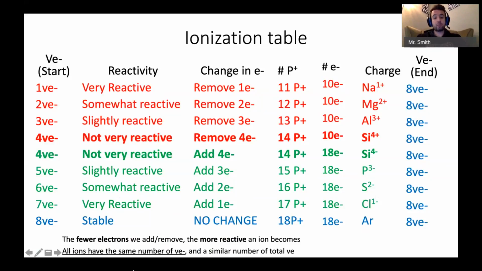All ions have the same number of valence electrons, and they'll also have a similar number of total electrons. So for the total number of electrons, you're looking at numbers like 2, which is helium's, 10, which is neon's, 18, which is argon's. So they will have a noble gas amount of total electrons. For 8 valence electrons, there's only a couple ways to do that. You can either have 2, 10, or 18 is kind of the idea there.